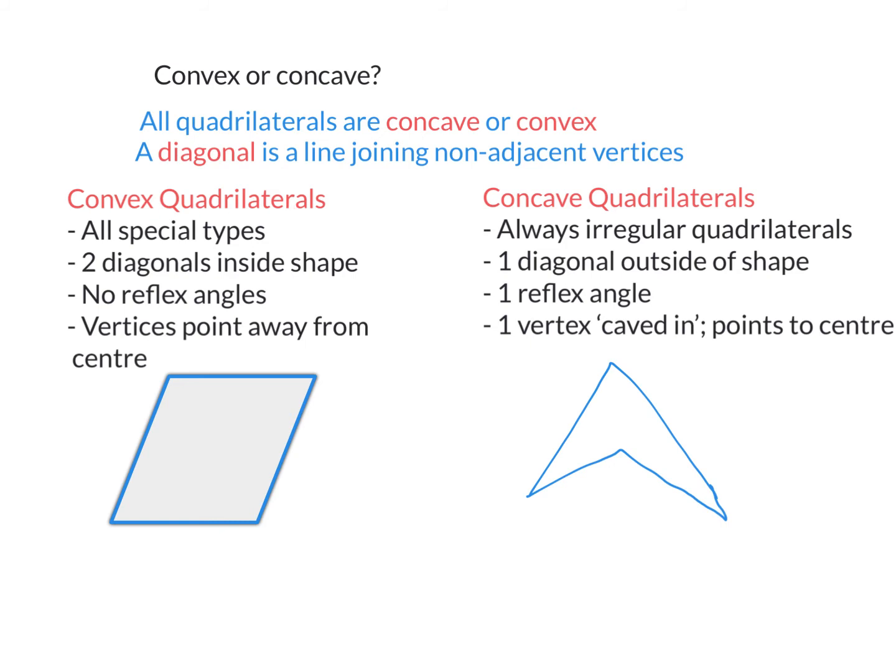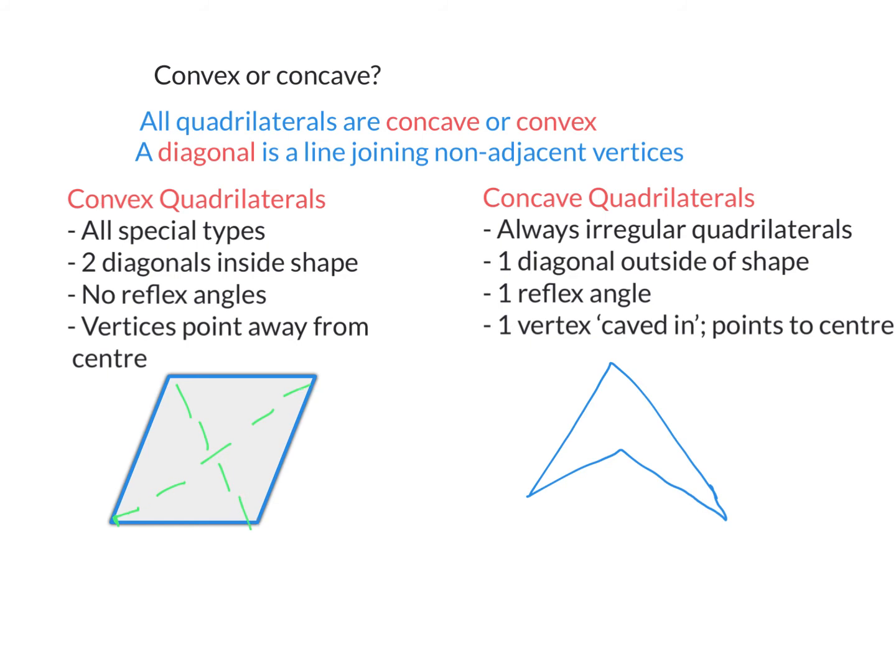So convex quadrilaterals fit all of these definitions. Note, any of the special types of quadrilaterals, kites, parallelograms, trapeziums, they are always convex. So convex quadrilaterals have two diagonals inside the shape. So for this shape here, which looks like a parallelogram, its two diagonals are these lines here. They are lines that join corners that are not next to each other. So both the diagonals of a convex quadrilateral are inside the shape.